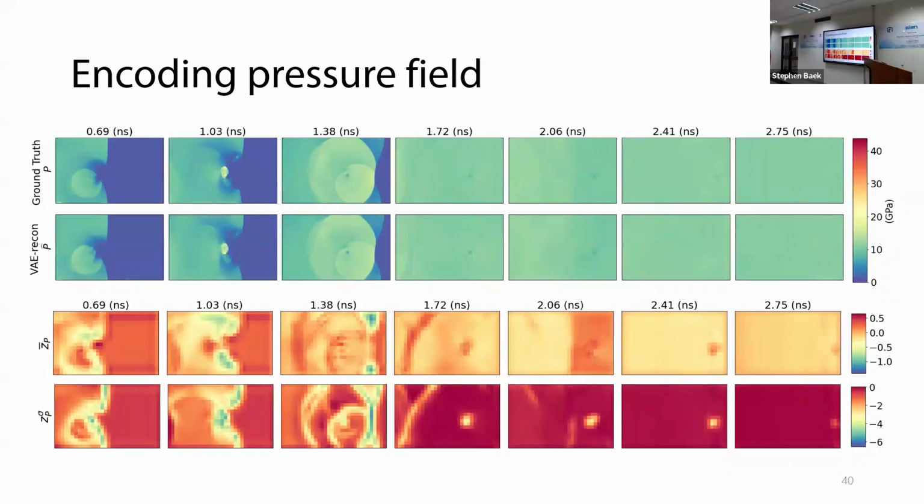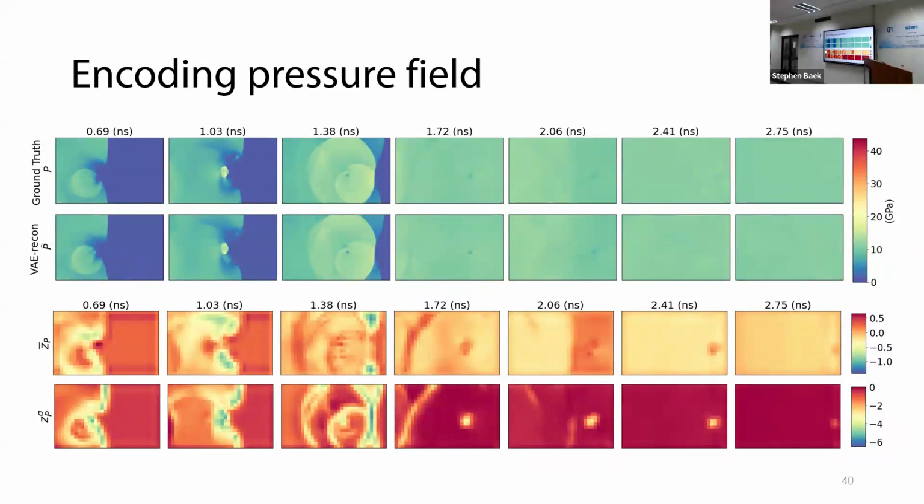Same thing goes with the pressure field. On the top, we have the ground truth pressure field, and on the bottom, we have the VAE reconstruction. Again, we are encoding the original pressure field into a lower dimensional space, and that lower dimensional representation is used to reconstruct the original pressure field. You can see that between the reconstructed version and the original pressure field, there's virtually no difference. So it's a very good reconstruction result.